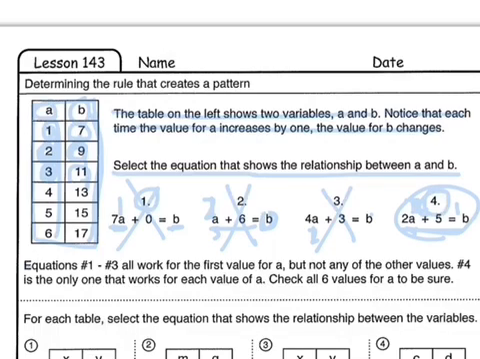And it points out here that equations 1 through 3 all work for the first value of A. When we plug in a 1, it works, but not for any of the other values. Number 4 is the only one that works for each value of A. Check all 6 values for A to be sure. Well, we don't really need to check all 6 of them. We found out that these don't work, and then this one works on 2 of them. So if it's going to be one of those, it's got to be this one right here, number 4.